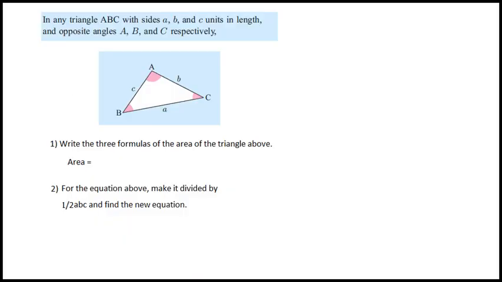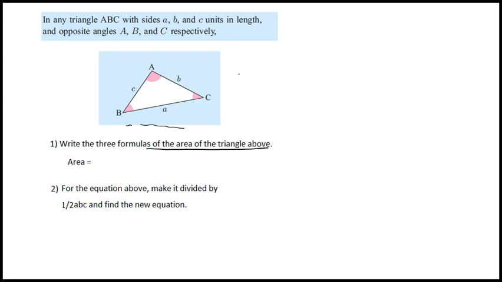Today's lesson is about Sine Law. In any triangle ABC with the sides a, b, and c units in length, and opposite angles A, B, and C respectively, as shown in this diagram. Write down the three formulas of the area of the triangle above.